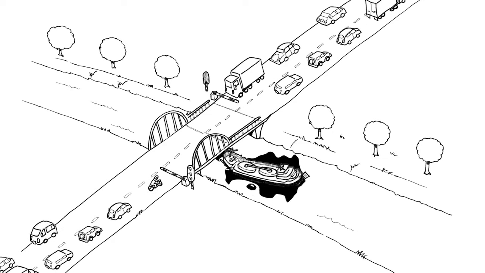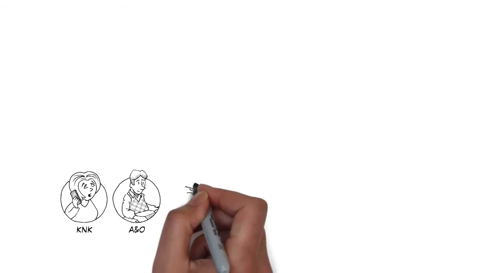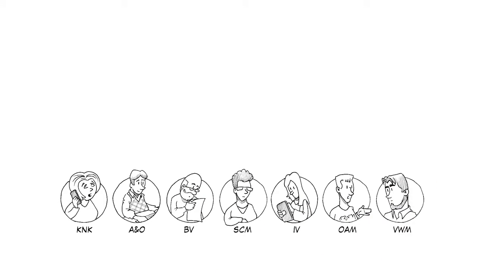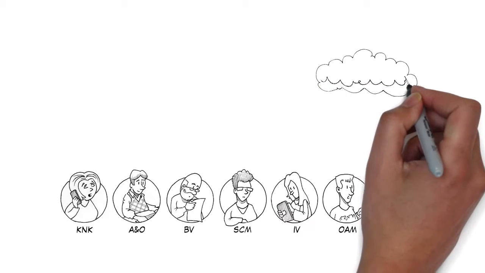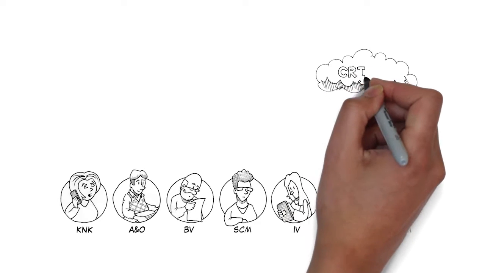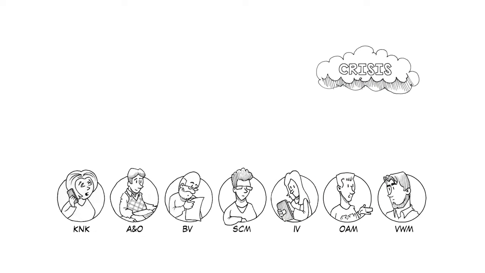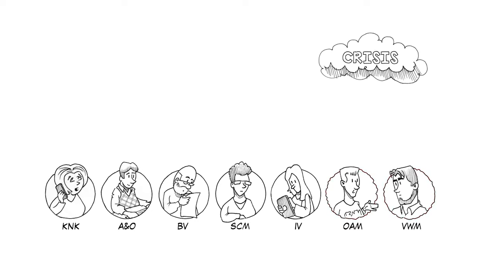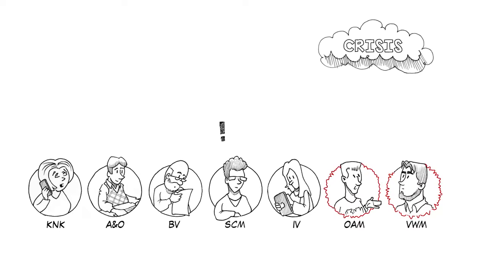What should Rijkswaterstaat do? The crisis management process is activated when the other 6 processes can no longer proceed according to plan. This accident impacts 3 Rijkswaterstaat networks: the road network, the waterway network, and the water system. As such, the traffic and water management process no longer runs according to plan. This means there is a crisis situation.